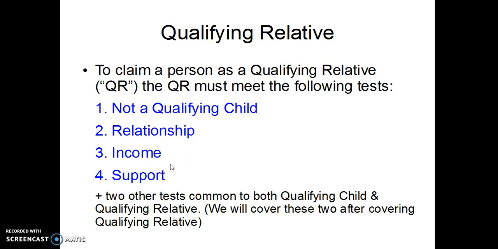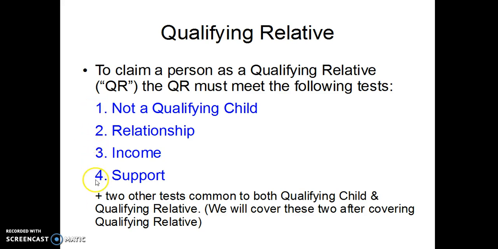All right, let's take a look at the qualifying relative, which is the second type of dependent. To claim someone as a qualifying relative, the qualifying relative must meet the following tests, and we're going to look at these tests. And in addition to these four in the blue, like I had mentioned in the previous video, there are two other tests that they also have to meet, which are common to both the qualifying child and the qualifying relative. We're going to look at that in the very next video.